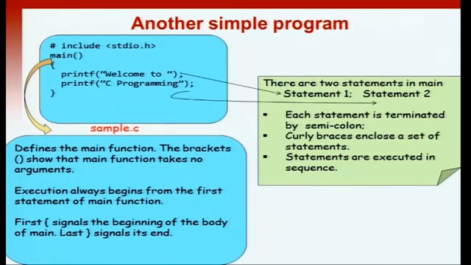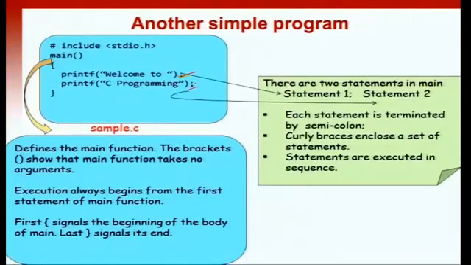Each statement, as I said before, is terminated with a semicolon. So this is the first semicolon and this is the second semicolon. The first semicolon says that the statement printf welcome to ends at that point, and then it is followed by the second statement, and the second statement is also terminated by a semicolon. Every statement in C is terminated with a semicolon. Curly braces enclose a set of statements, and each statement in a sequence is executed in the exact sequence that we wrote in the code.